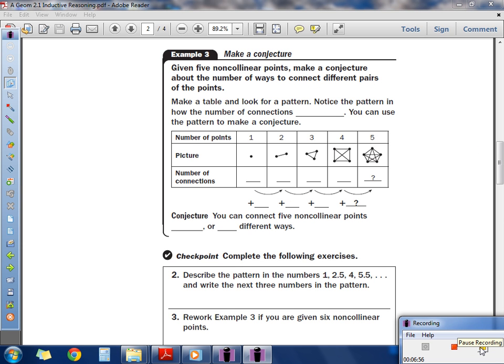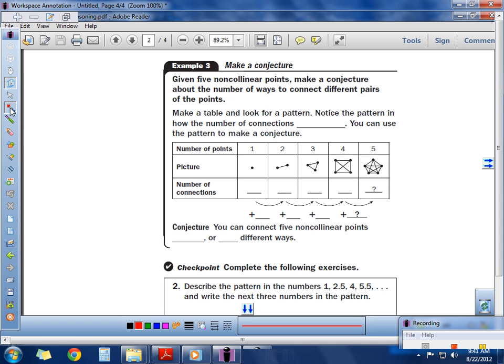I like this next example a lot. Example 3 says, given 5 non-collinear points, points that are not in a straight line, make a conjecture about the number of ways to connect the different pairs of the points. So here, in this first picture, we have 1 point. How many different ways can you connect to another point? There's really no other ways to connect any other points. But now we have 2 points. How many connections are there? There's 1 connection, 1 little line segment.